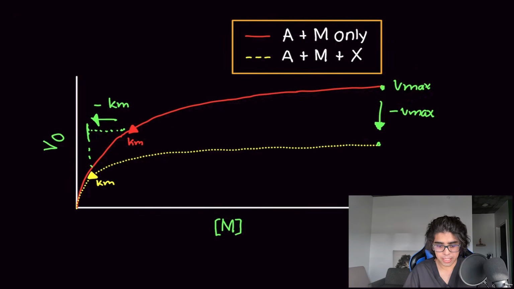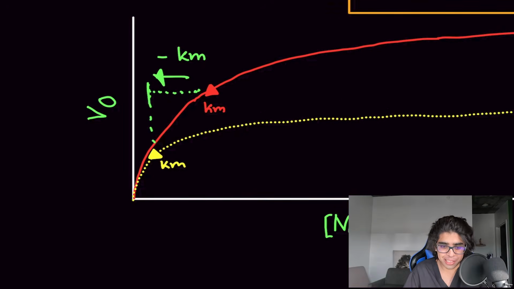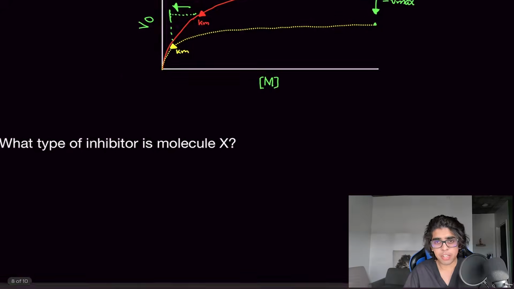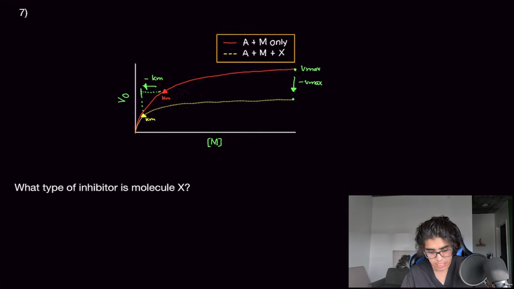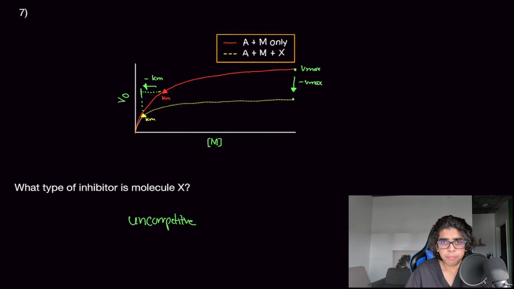We are lowering Vmax. Km also decreases. It goes to the left, right? Because from here to here, Km is decreased. So Km decreases and Vmax decreases. What type of inhibitor is this? This is uncompetitive. In uncompetitive inhibition, what happens is that Km decreases and Vmax decreases.